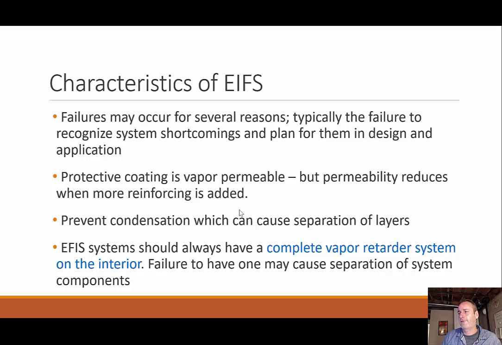So some characteristics of this EIFS. The reason we could have failures could be that you didn't recognize all of the characteristics of the environment to match up the right type. We'll talk more about those in the next slide. Protective coating is vapor permeable, but permeability reduces when more reinforcing is added. Prevent condensation, which can cause separation of layers, so it definitely is not a vapor barrier in and of itself. It needs that vapor barrier, otherwise your layers could separate. And an EIFS system should always have a complete vapor retarder. This is building more on that idea to keep that vapor out of there.